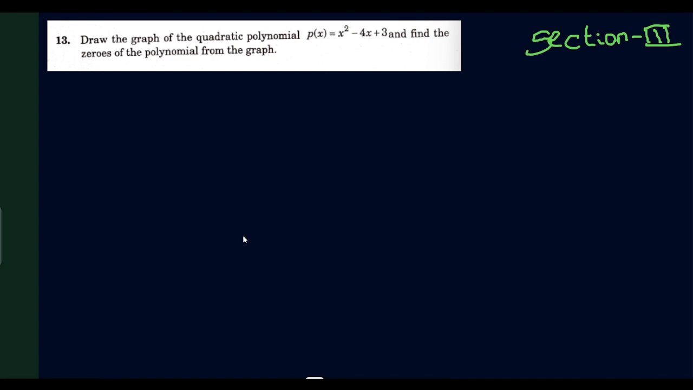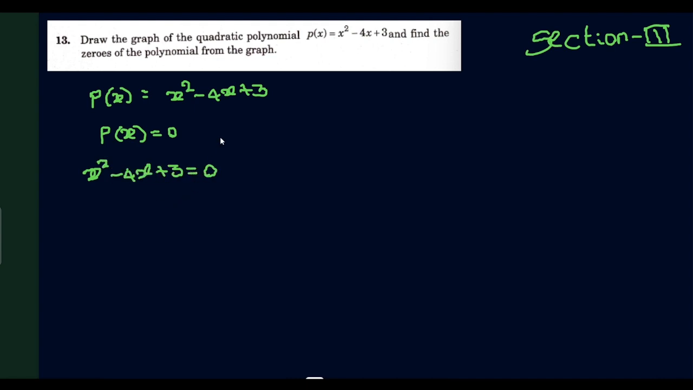Now for this question they have given a quadratic polynomial. Find the zeros of the polynomial. We need to draw the graph for this. So first let's find the zeros, then only we'll be able to draw the graph, right? So p of x is equal to x square minus 4x plus 3. We need to find zeros, meaning p of x should become 0, right? So that means x square minus 4x plus 3 is equal to 0.